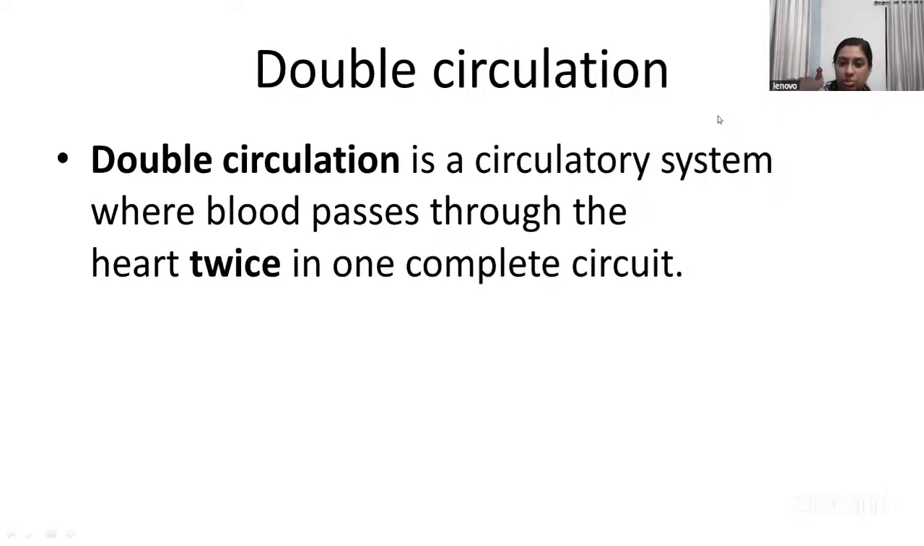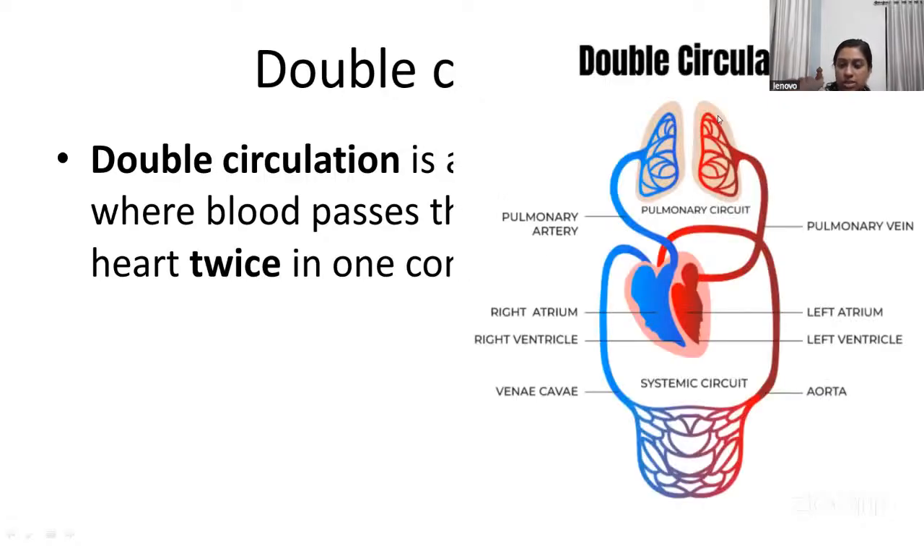Next is double circulation. It is a circulatory system where the blood passes through the heart twice in one complete cycle. In one cardiac cycle, the blood is passing twice. The deoxygenated blood is coming from different parts of the body, and after that it is reaching the lungs, and after oxygenation it is coming again to the heart for pumping to different parts of the body. That's why our human circulation is always called double circulation. So this is the double circulation.